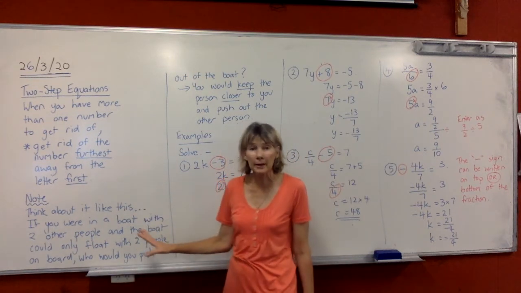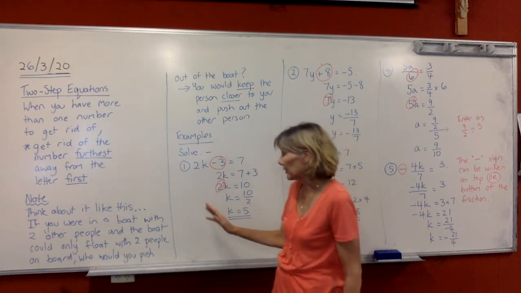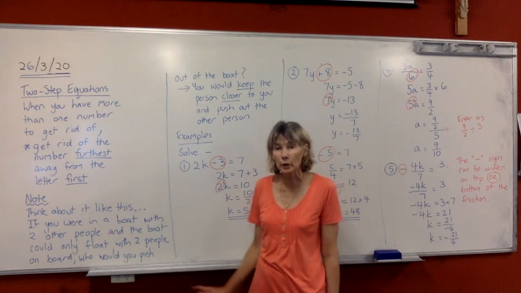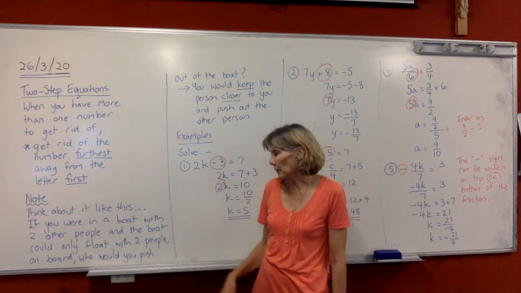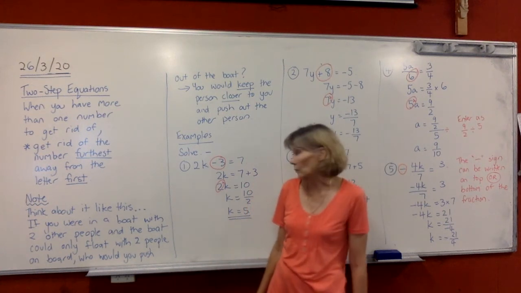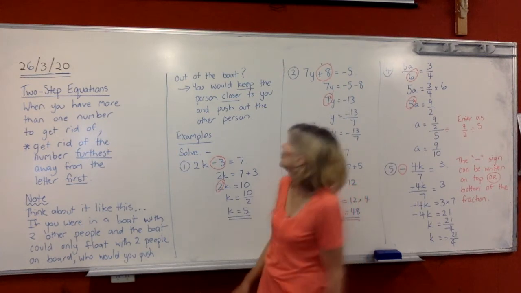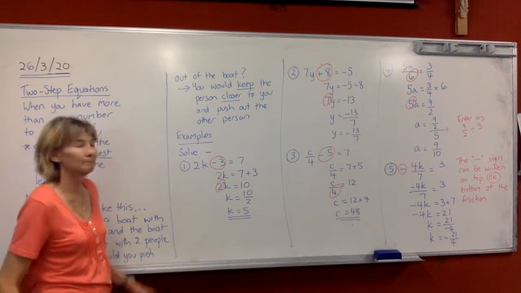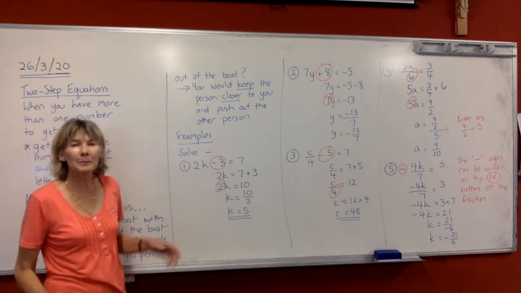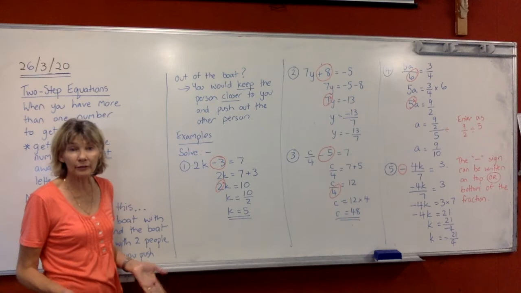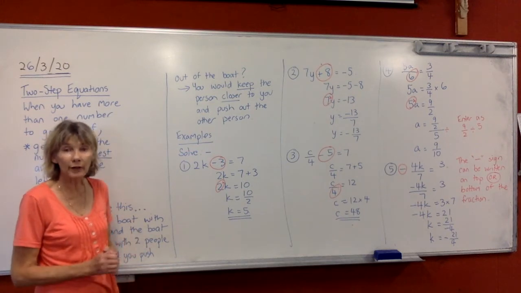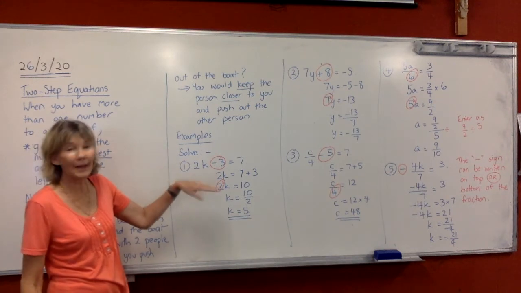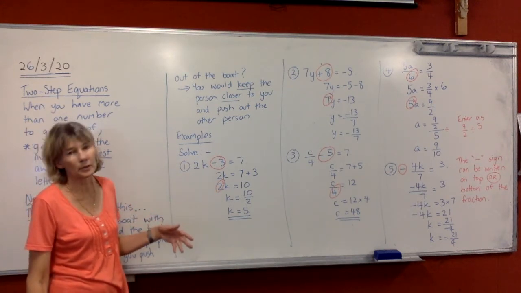So I want you to think about it like this. I know it's a bit morbid, but this is how I want you to think about it. So if you were in a boat with two other people, and the boat could only float with two people on board, who would you push out of the boat? I told you it was morbid. So you're going to keep the person that's closer to you, your best friend or somebody in your family. You're going to keep them with you. But the person that you're going to put out of the boat is going to be that other person.